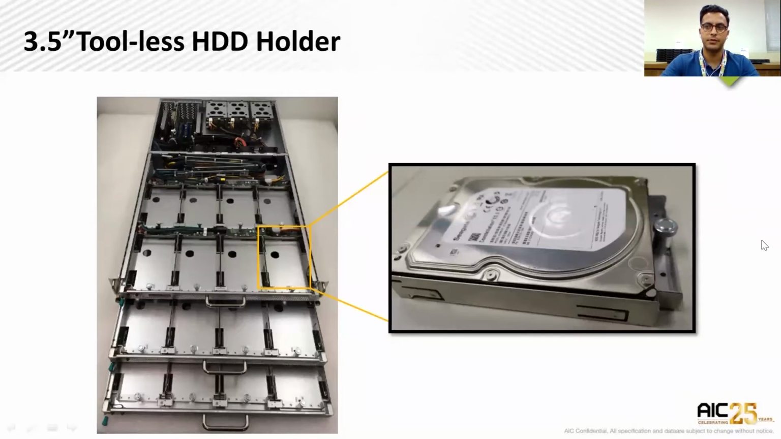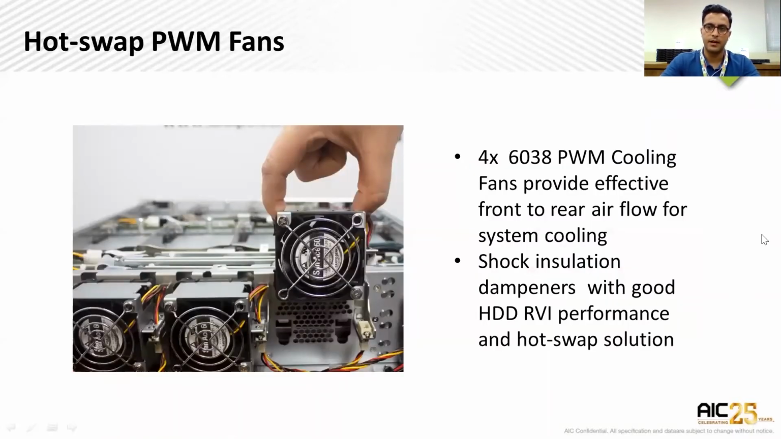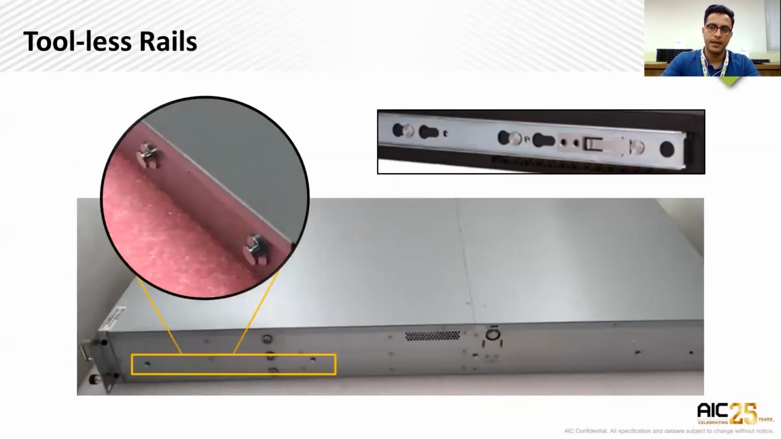RSC2MS is featured with great toolless functionality, which can save you a lot of maintenance effort and time. The chassis has 3 trays, each tray with 8 3.5-inch hard disks. The trays are designed with AIC patented toolless hot swappable mechanical structure that is very easy to maintain. RSC2MS also comes with 4 6038 PWM cooling fans, which provide effective front to rear airflow for system cooling. The fans are also toolless and hot swappable. Toolless side rails are easy to assemble and free of tools, saving the time required for installation.